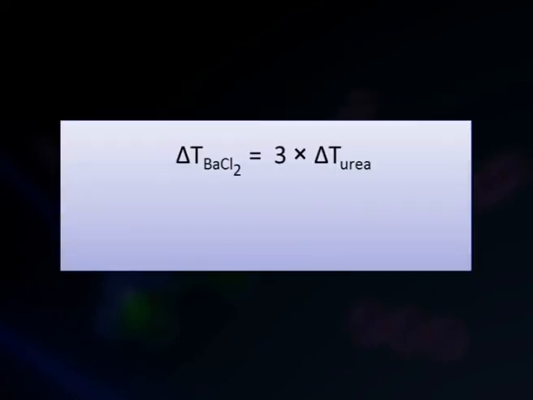Now we are going to take the case of barium chloride 2H2O. Barium chloride 2H2O will furnish 3 ions. Hence, delta T for barium chloride will be equal to 3 into delta T for urea, which is equal to 3 into 3.72, which is equal to 11.16 degrees Celsius.